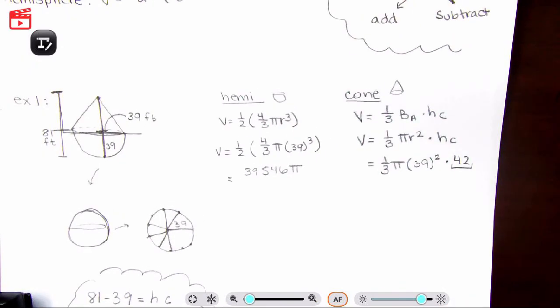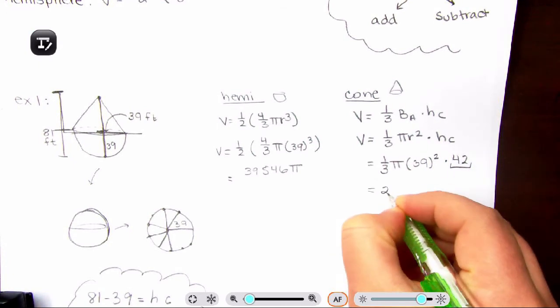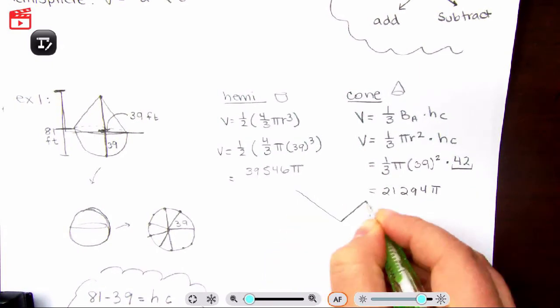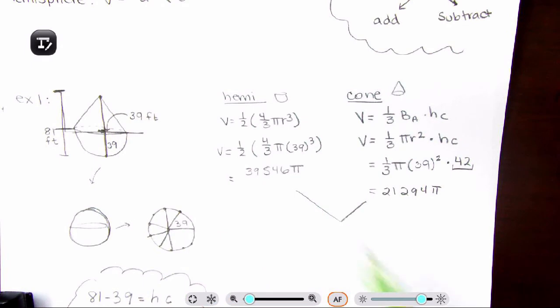What do I have? 39 squared times 42 times pi divided by 3. And this gives me 21294 pi. I'm going to combine them because these two are combined.